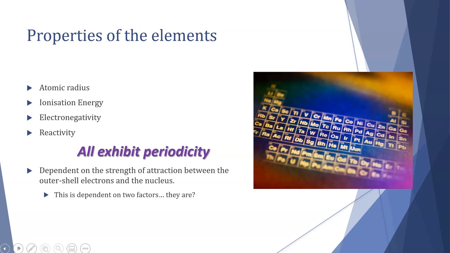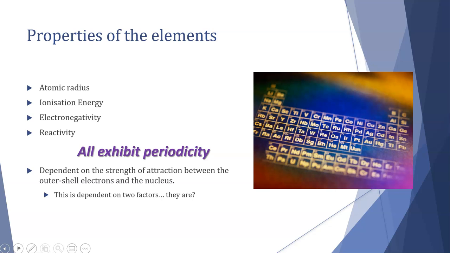These properties all tend to be dependent on the strength of attraction between the outer shell electrons and the nucleus, which is always dependent on two factors. The first of these factors is what we looked at in our previous video, which is core charge, how strongly the outer valence shell electrons are attracted towards the nucleus, as well as the shell or the distance from the nucleus, because the physical distance from the nucleus that a valence electron is, the more weakly it will be held.